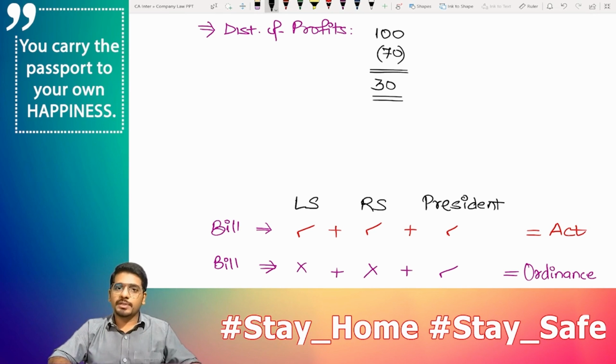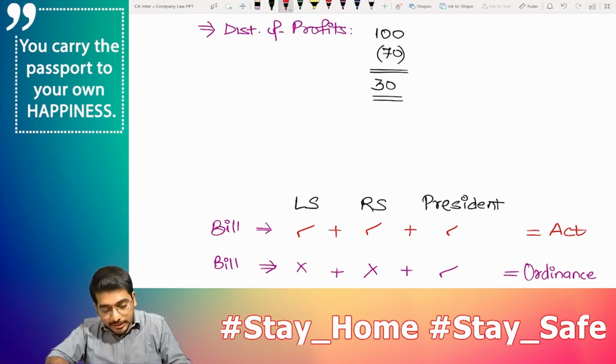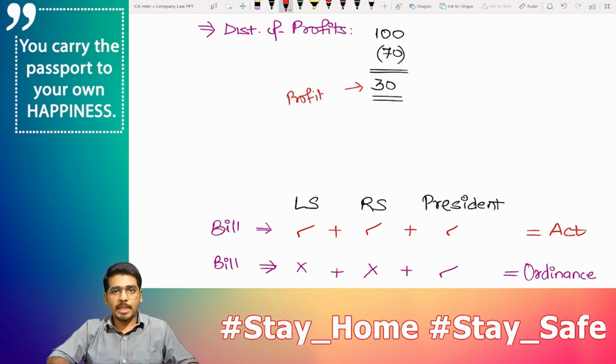You don't need a calculator for this. This 30 rupees which is left as a balance is called a profit. Am I right? Income minus expense. The question is, can you make the distribution of dividend out of this 30 rupees now?